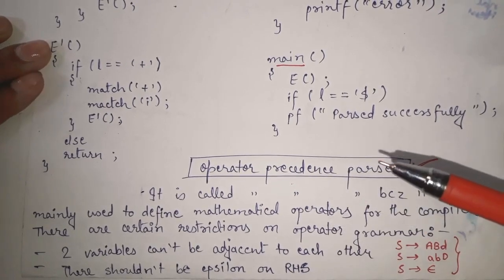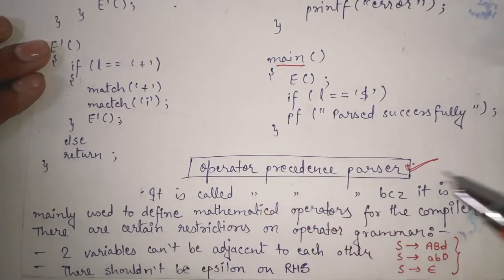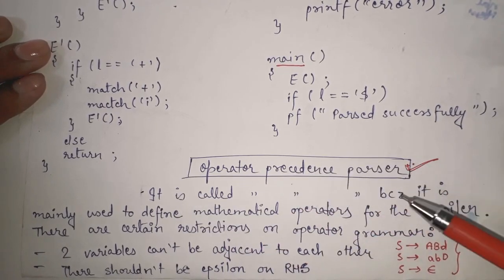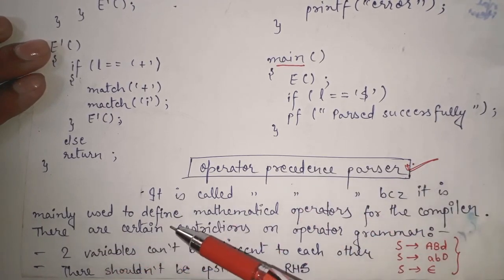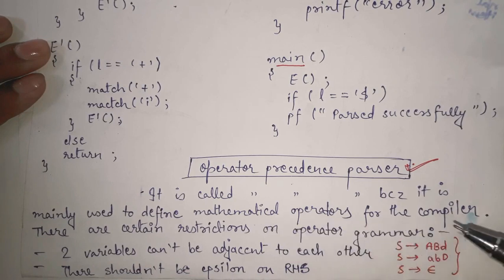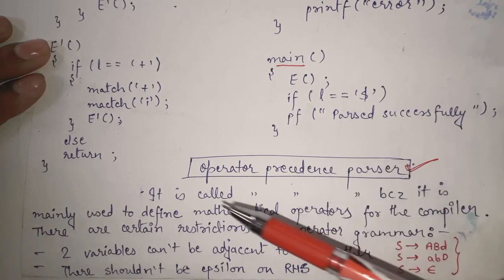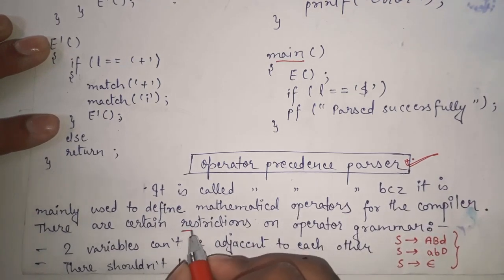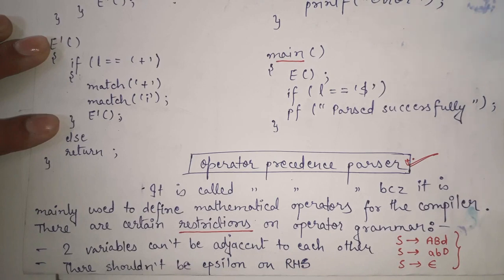Apart from that, the other point that you have to remember is about the name of this operator precedence parser. It is called operator precedence parser because it is mainly used to define mathematical operators for the compiler, as the name itself indicates, right? There are certain restrictions on the operator grammar. These restrictions are again one of the important things to remember. There are certain restrictions on this operator precedence grammar, and the restrictions are: two variables cannot be adjacent to each other, and second, there should not be epsilon on the right hand side.